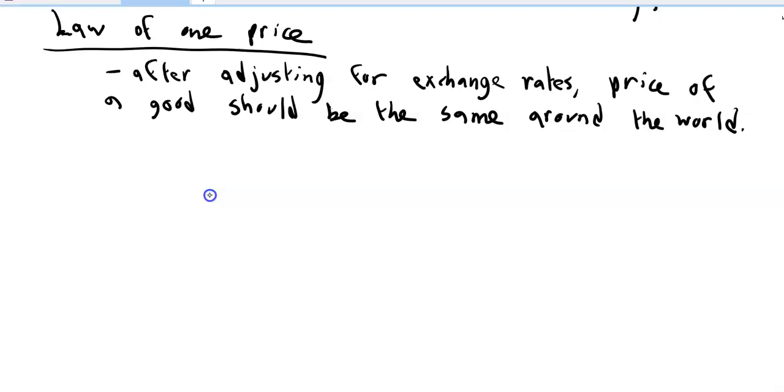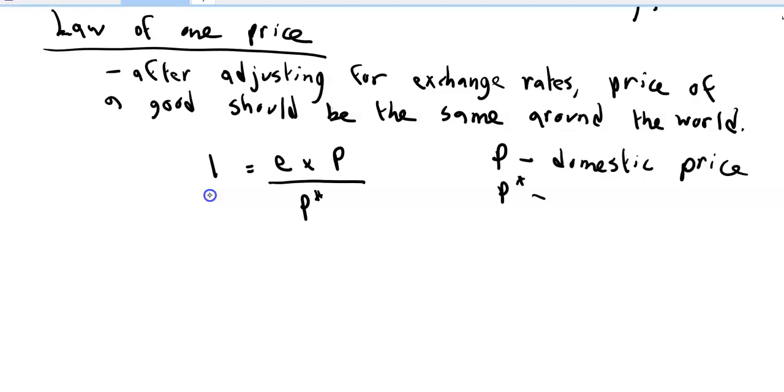So how do we find that? As we showed, if the real exchange rate equals 1, then my exchange rate times the domestic price divided by P star. Here, let me write it. P is domestic price and P star is foreign price.